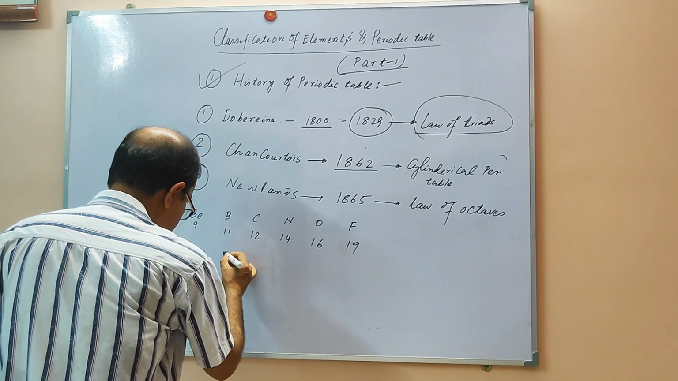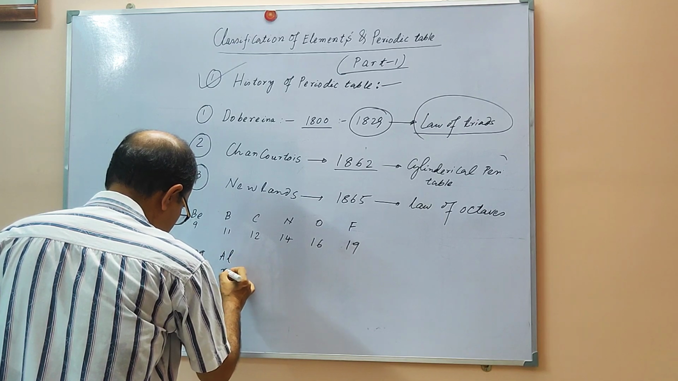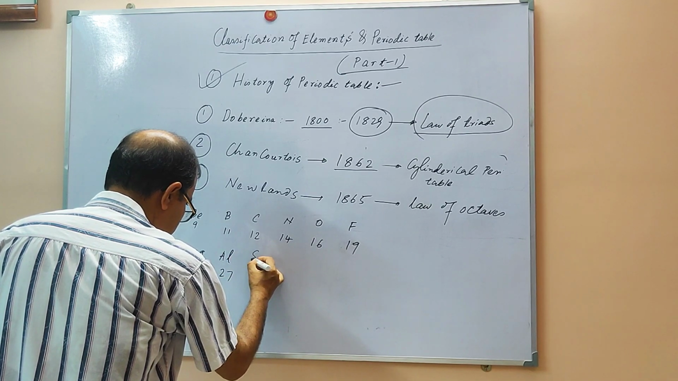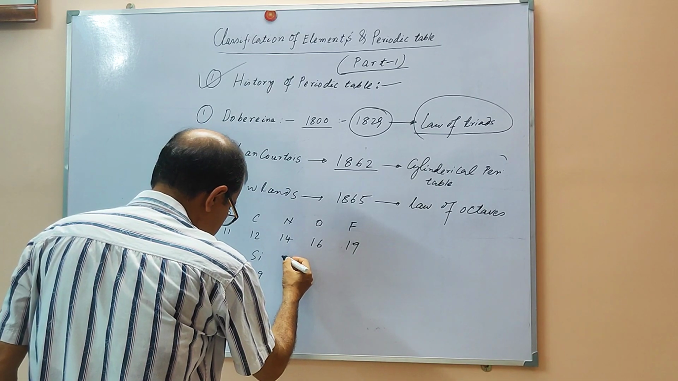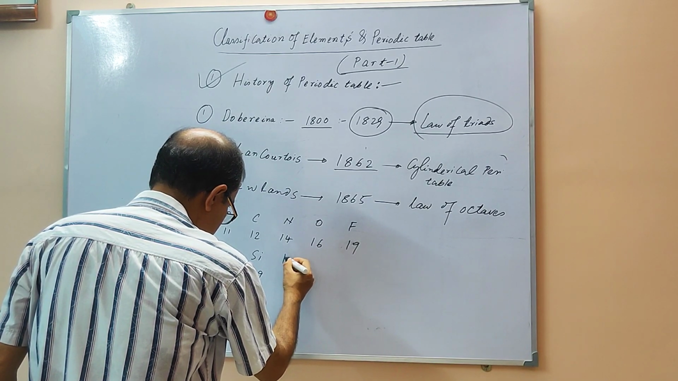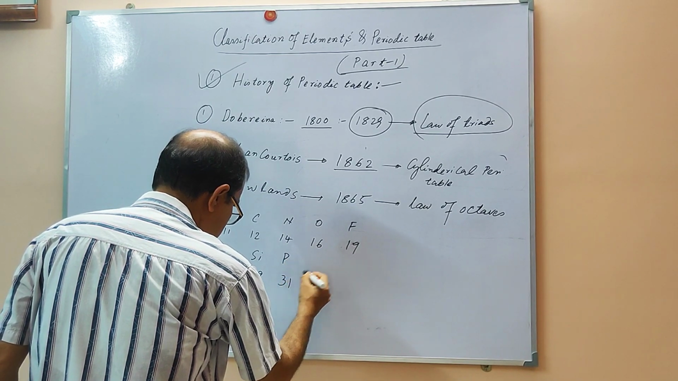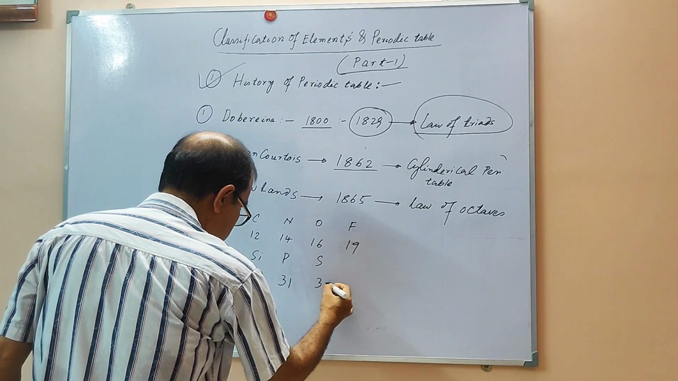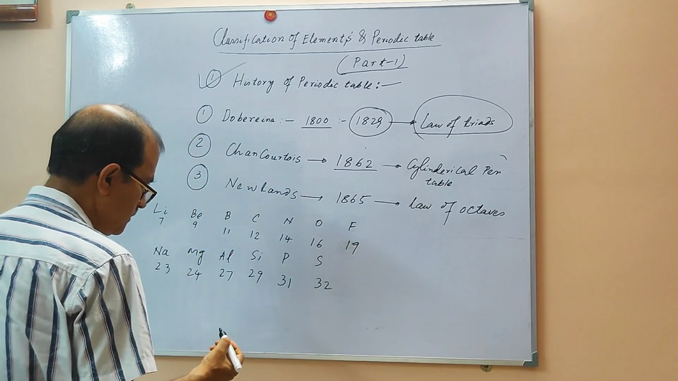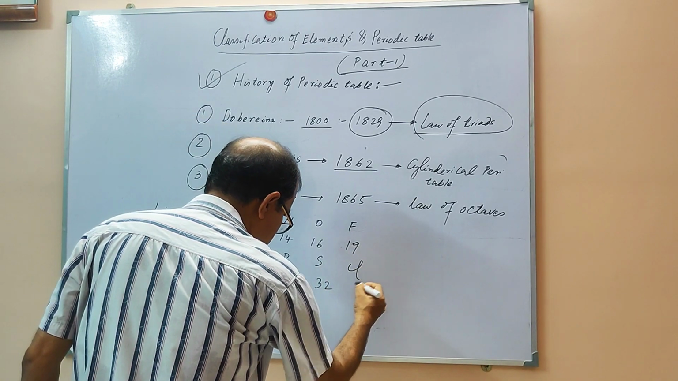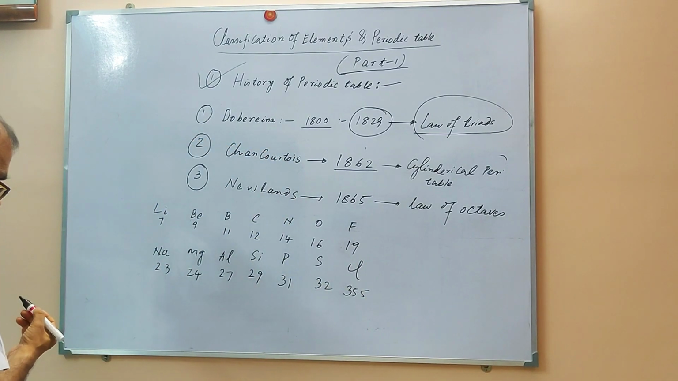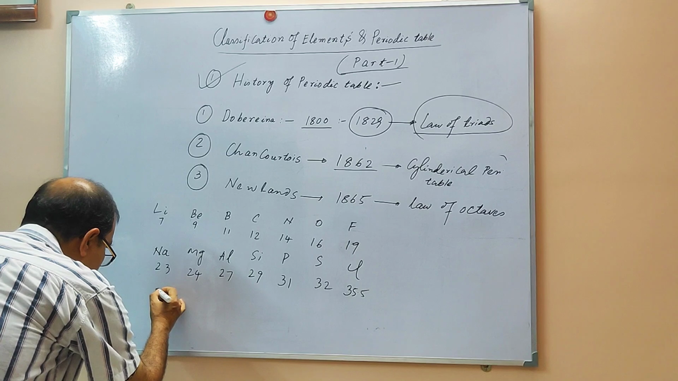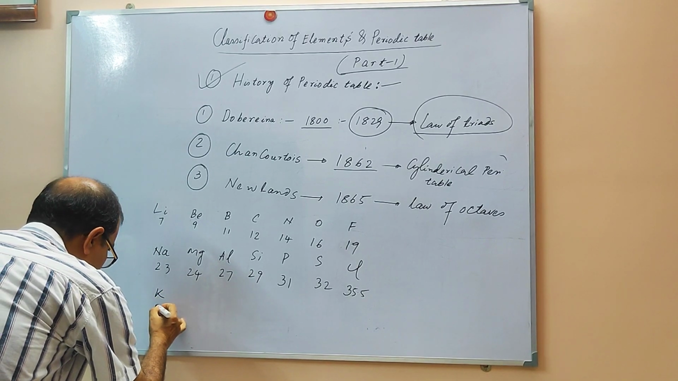Magnesium, then aluminum, then silicon, then comes phosphorus, then sulfur, and then fluorine. Then potassium.